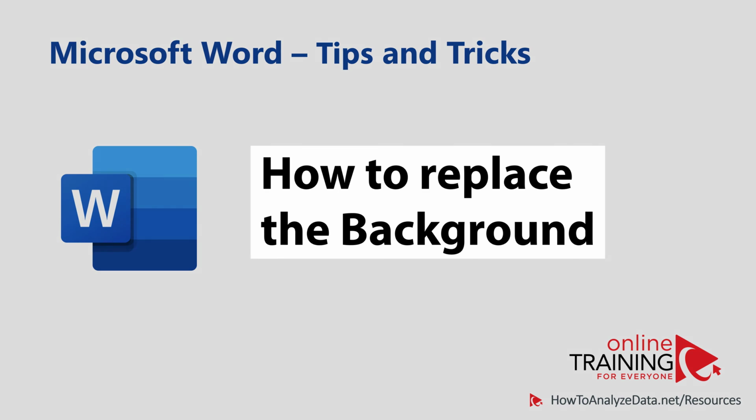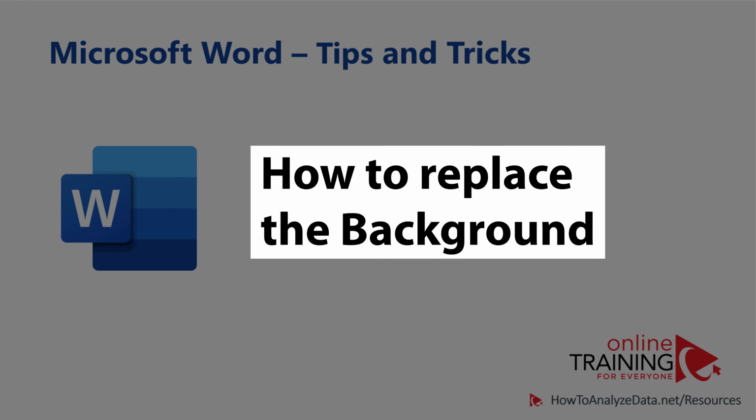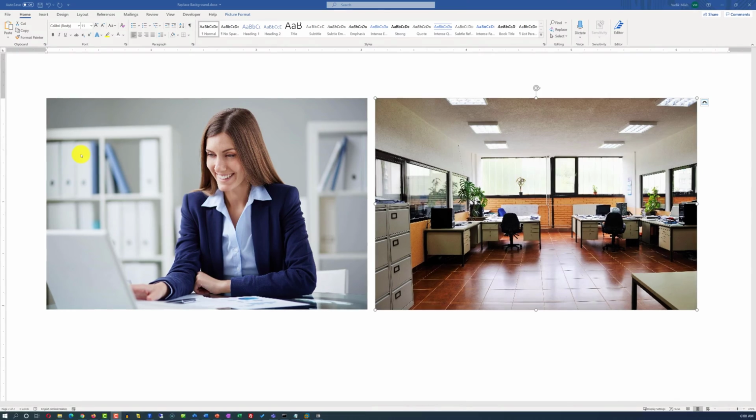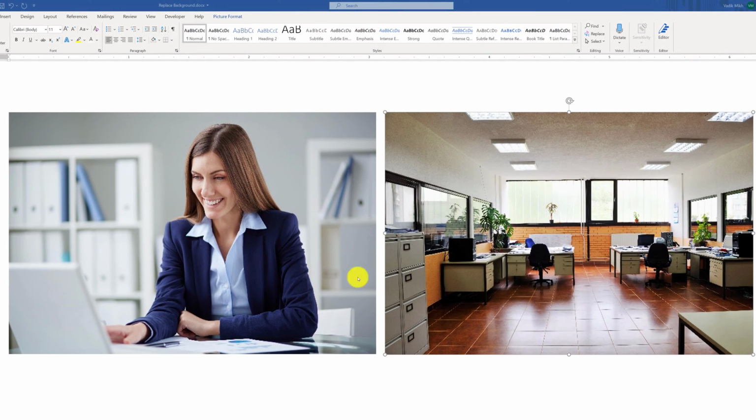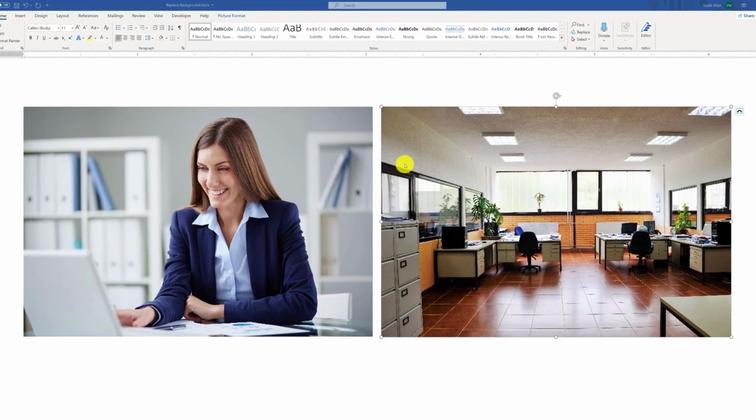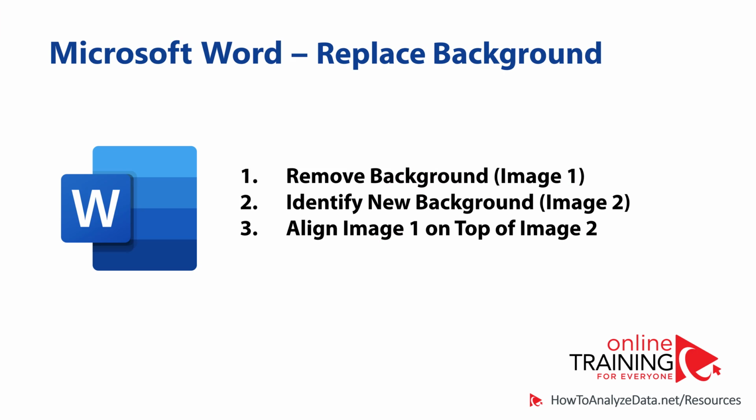A lot of times, you may need to replace the background for the image in Microsoft Word. For example, I may have an image of the person sitting in the office, but I would like to put this lady into this office and have her background be represented by the second image. We can accomplish this in three steps.